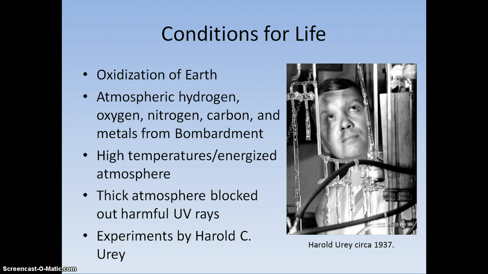So the conditions for life that we needed on early Earth was obviously the oxidation of the atmosphere, because life as we know it needs oxygen. There also needed to be atmospheric hydrogen, nitrogen, carbon, and also the metals from the late heavy bombardment. The metals were brought in by comets and asteroids. We also needed high temperatures and an energized atmosphere in order to provide the energy that life needed for its systems. And the atmosphere also needed to be thick enough in order to block out harmful UV rays.